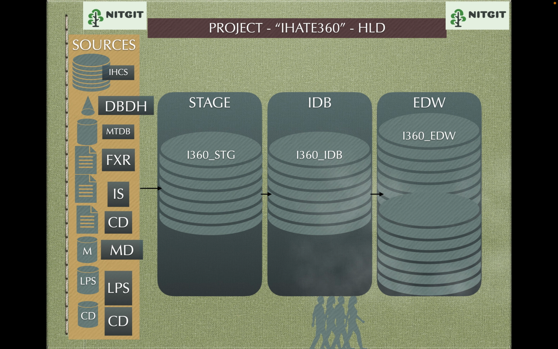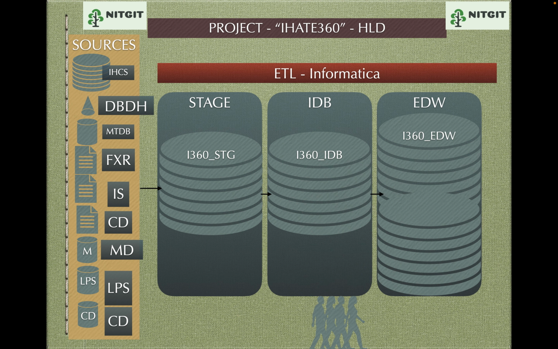EDW is nothing but dimensions and facts, so it has all the EDW. That is the next step. So there are 3 steps: extract the data from source to stage, stage to IDB, and IDB to EDW. That is our high-level design.